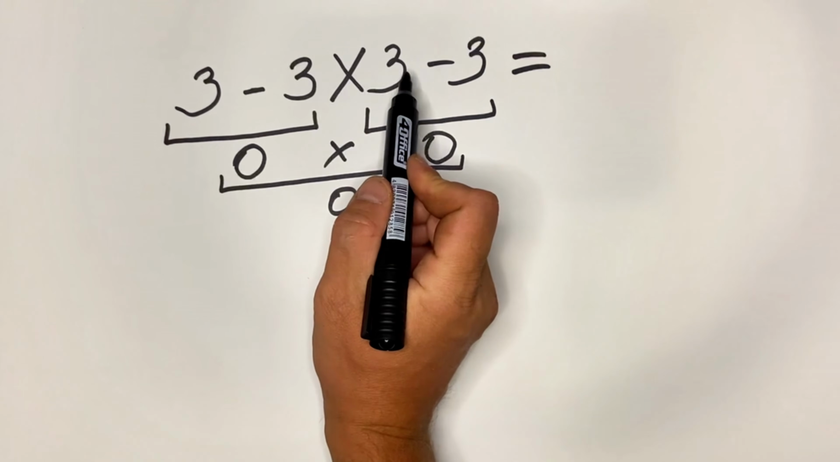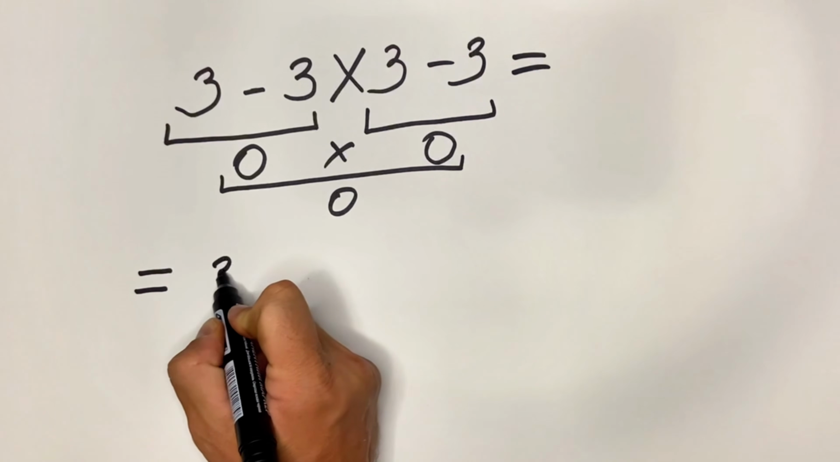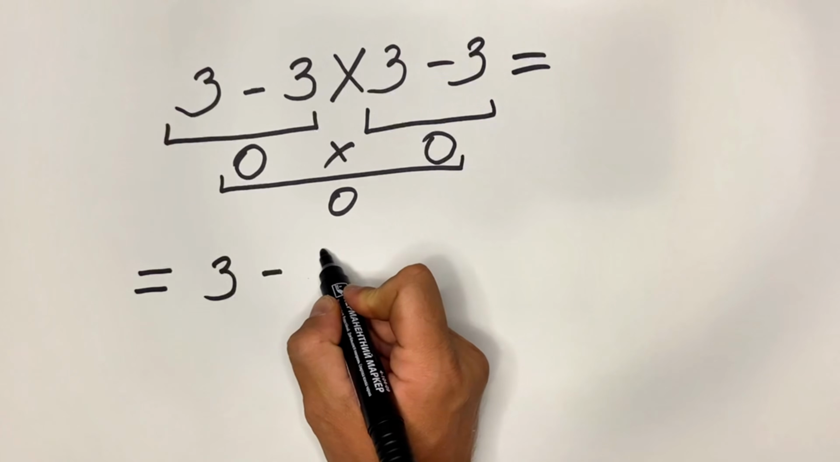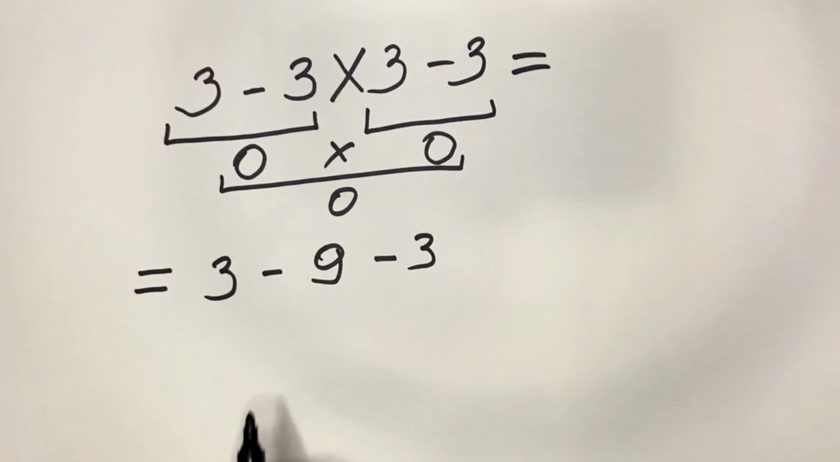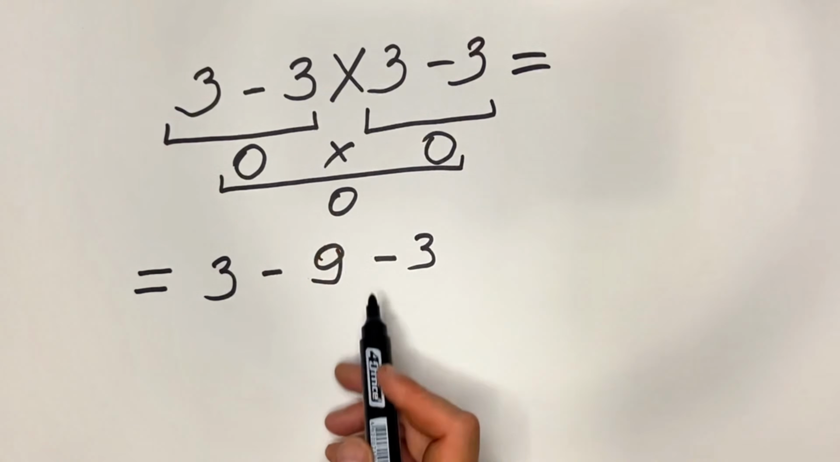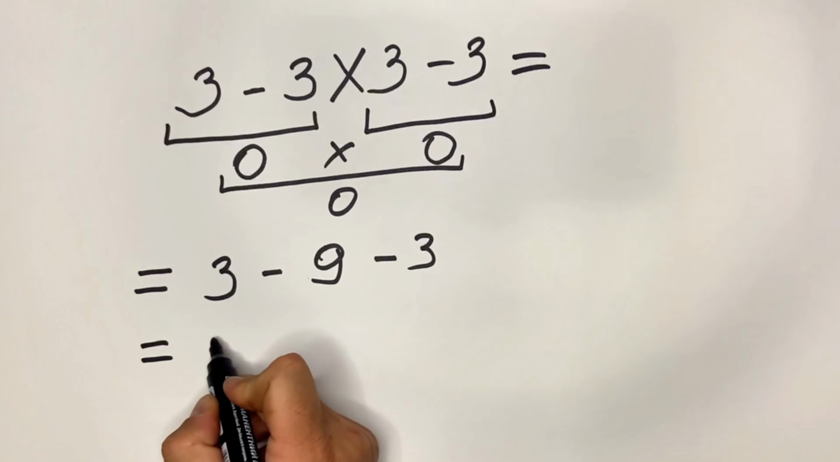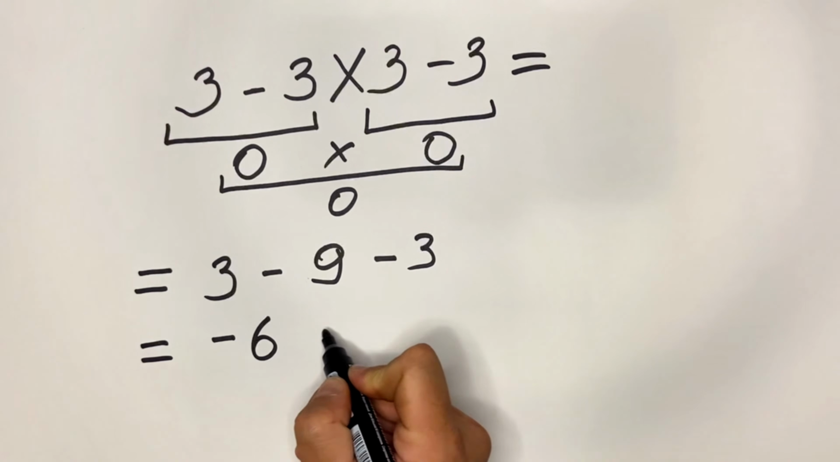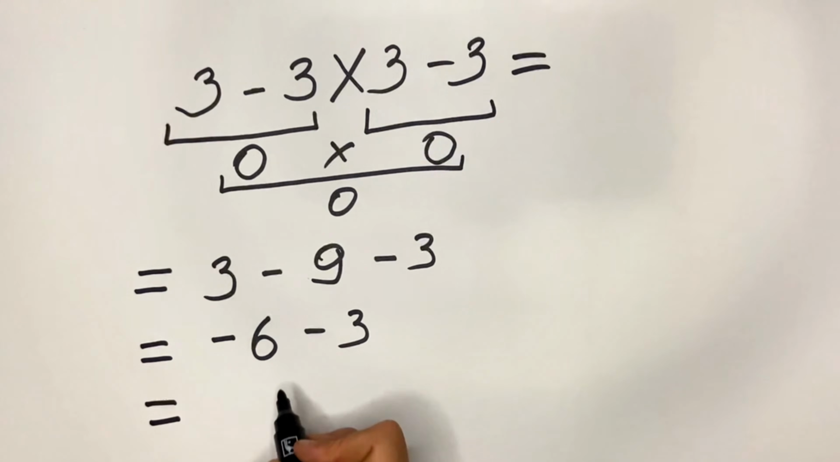So 3 times 3 equals 9. Our expression now becomes 3 minus 9 minus 3. Since we have subtraction remaining, we proceed from left to right. 3 minus 9 equals negative 6. Then negative 6 minus 3 equals negative 9.